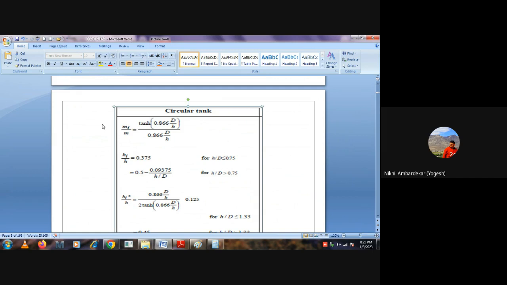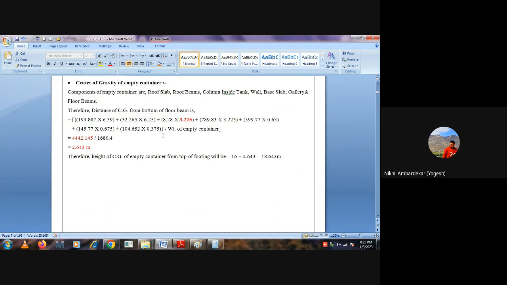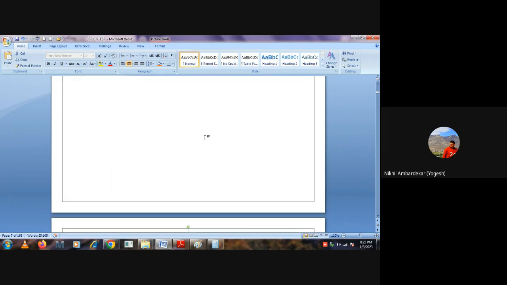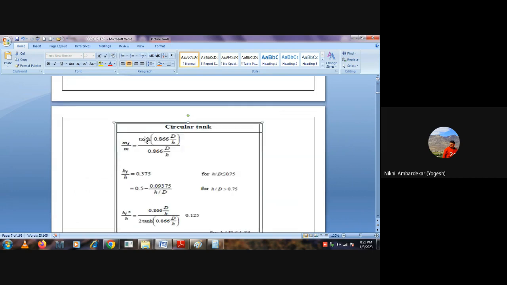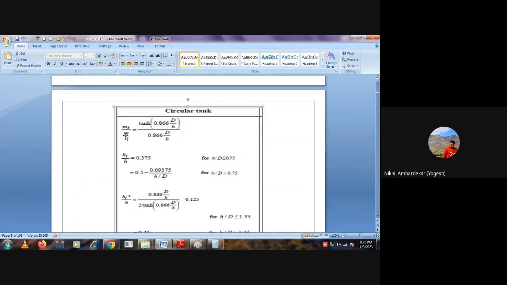So what does it say? Can you see this first one? Mi upon m is equal to tanh(0.866 d by h) divided by 0.866 d by h. In this terminology, which is the unknown factor? Do you know m? What is the m value? We have the total weight of the structure. If we convert from weight to mass, we get the mass of the structure. So that is known.